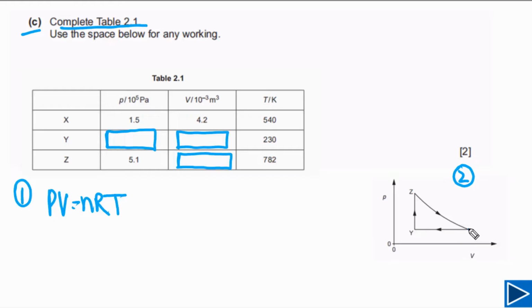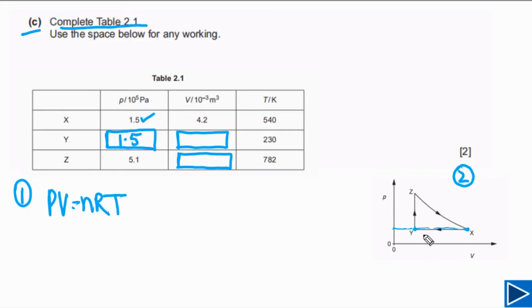If you look at X and Y, the value of P at this point and the value of P at this point is the same. So we can say the value of P for state X is the same as the value of P for state Y, and that value is given here. That is equal to 1.5 times 10 to 5 Pascal. So here we can enter for Y, this is also 1.5. So this is how you can find the value of P at Y.